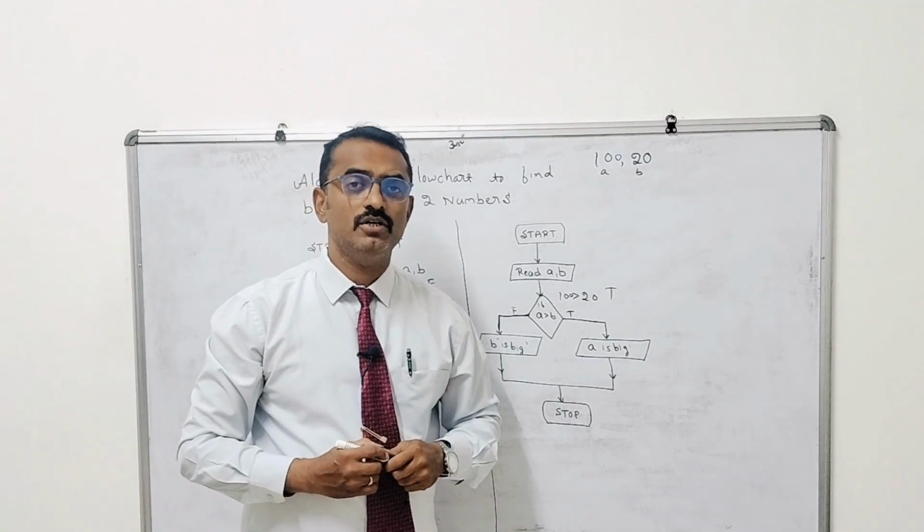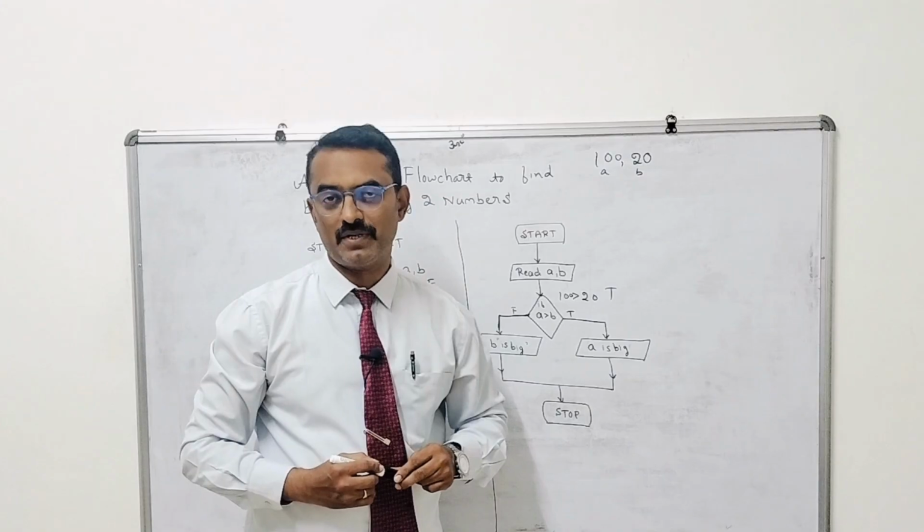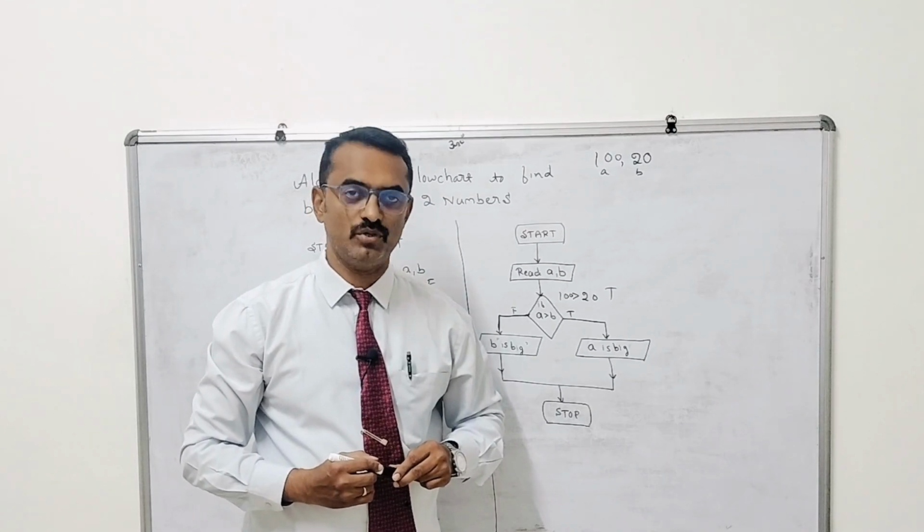This we can understand as a simple algorithm and flowchart using if else selection control statement to find out the biggest among two numbers.